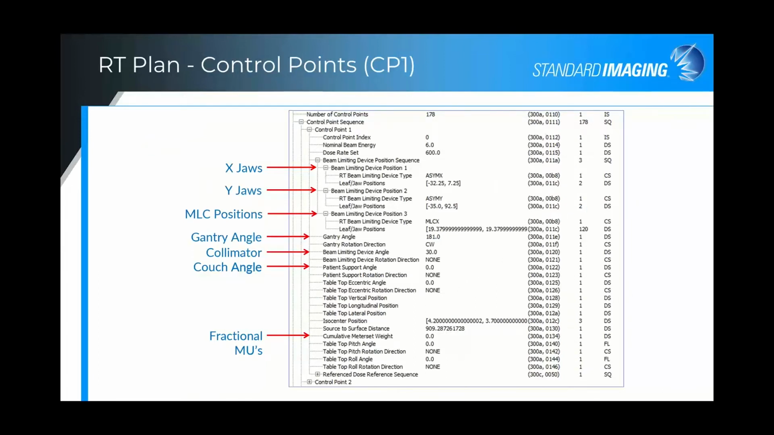So then how do we compare this to the RT plan? I'm thinking perhaps you've opened up and reviewed an RT plan before, but if not, here's just a quick view inside of an RT plan. This is for control point 1, as you can see here, and all those same parameters: X jaw, your X1, X2, Y jaw, Y1, Y2, MLC positions, gantry angle 181 degrees, collimator, and then we have the fractional MU. This is control point 0, so of course we're starting at 0, and it's specified as a cumulative meterset weight.